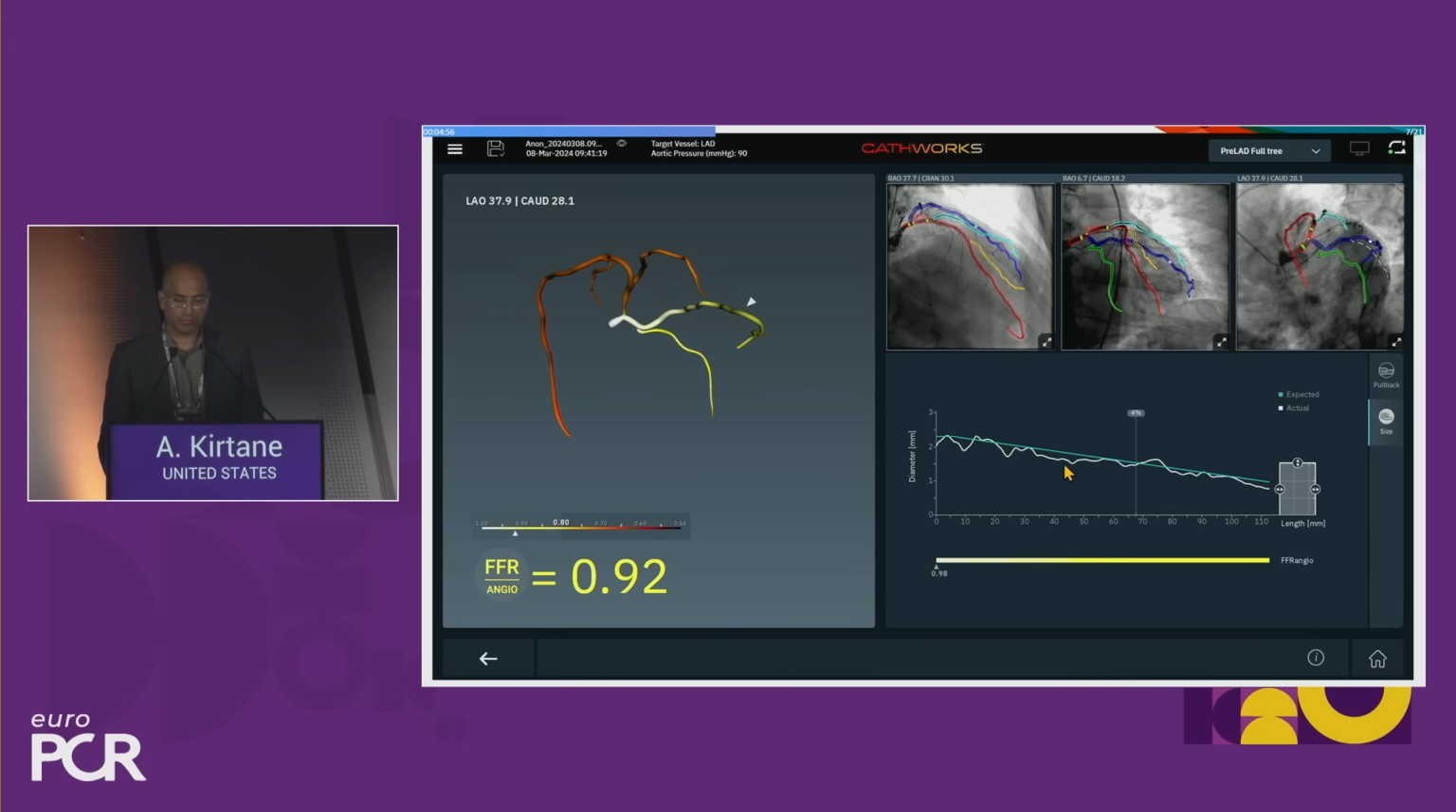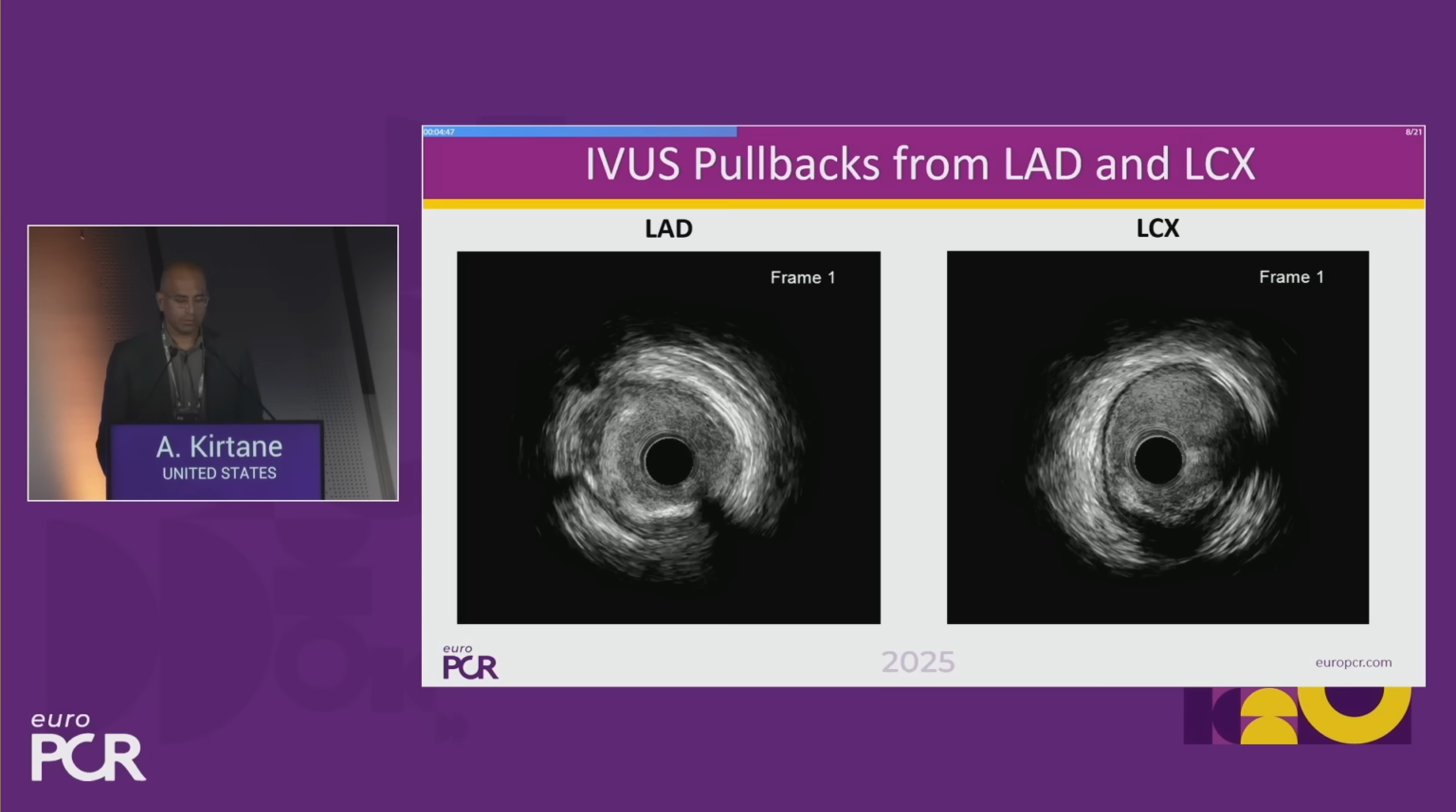This is the QCA tracing from which those FFR pullbacks are derived. Similarly, you don't really see a big difference in QCA along this area. So are you convinced? I'll give you the imaging because I know we had votes for all of these different modes.